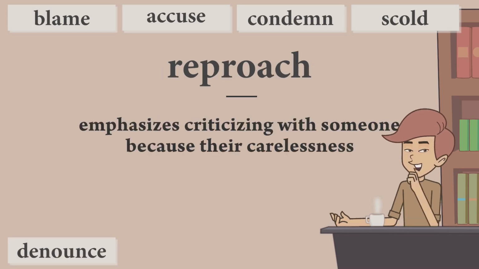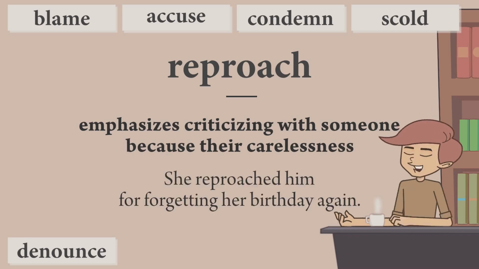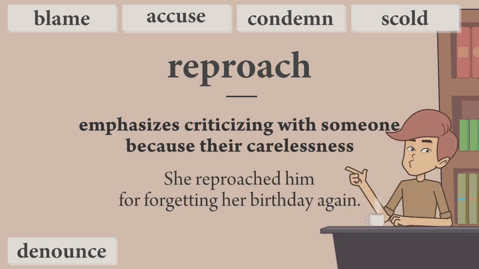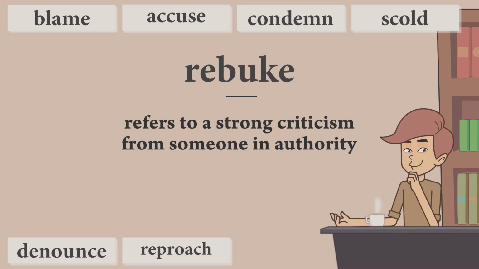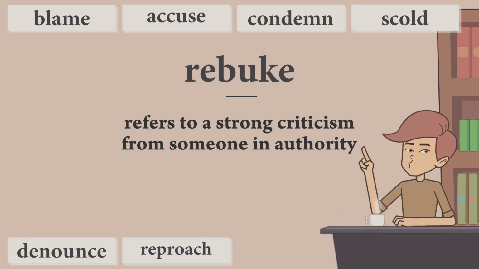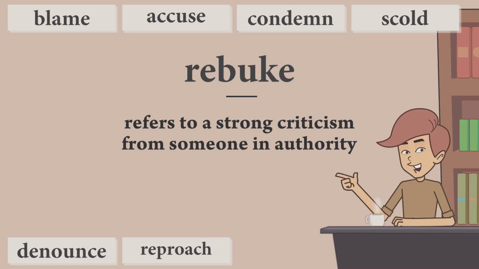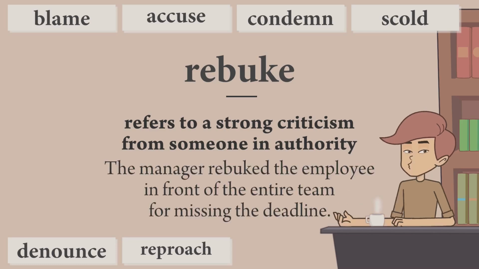Reproach emphasizes criticizing or finding fault with someone because their carelessness or selfishness has caused disappointment or dissatisfaction. She reproached him for forgetting her birthday again. Rebuke mostly refers to a strong, stern, and public criticism from someone in authority. It carries a tone of power and zero tolerance. The manager rebuked the employee in front of the entire team for missing the deadline.